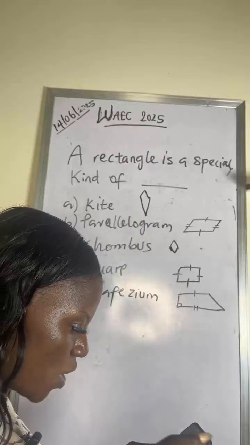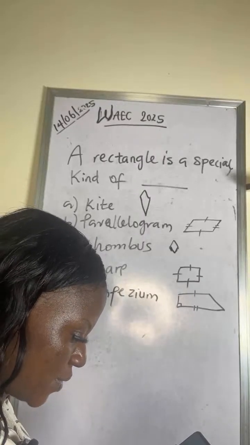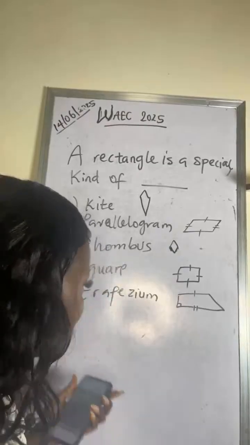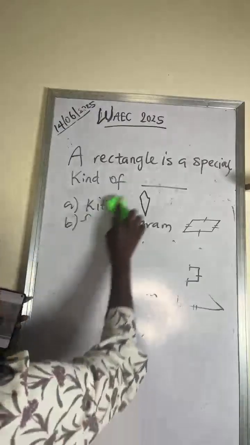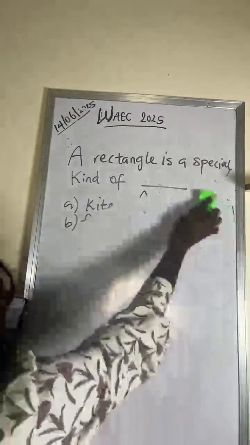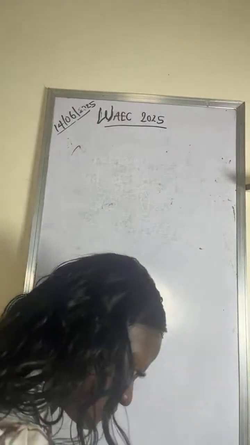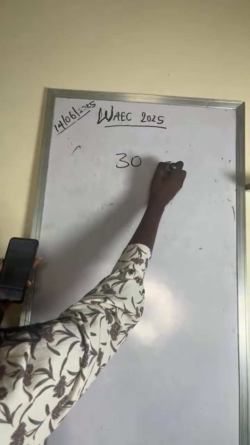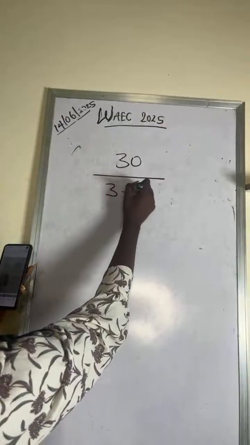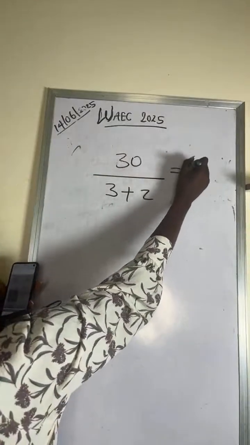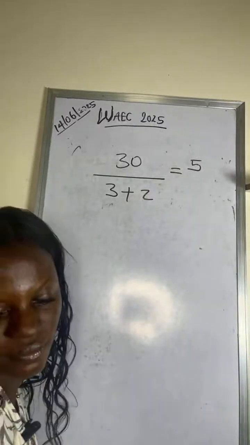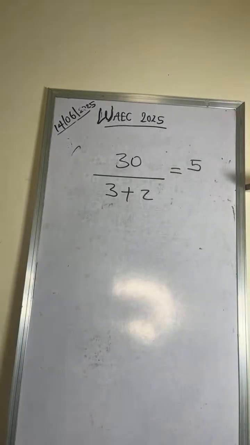Okay, let me see. There's a word problem. Let's read this out together and do it. They say if 30 is divided by the sum of 3 and z, the result is 5. Who can write that out? If 30, where's my marker? If 30 is divided by the sum of 3 and z, the result is 5. Find z. That's word problems. I hope we wrote it out correctly.